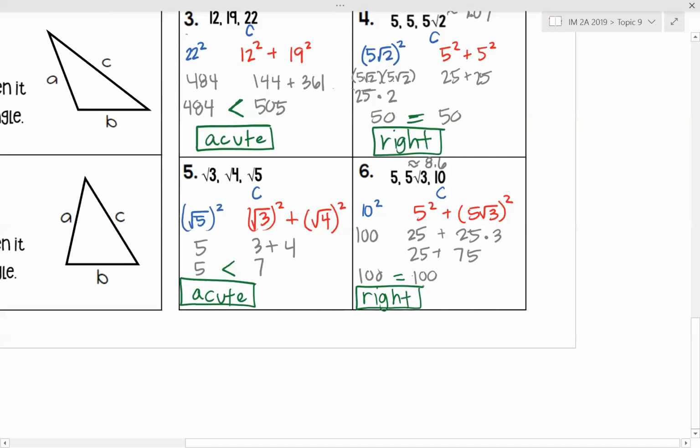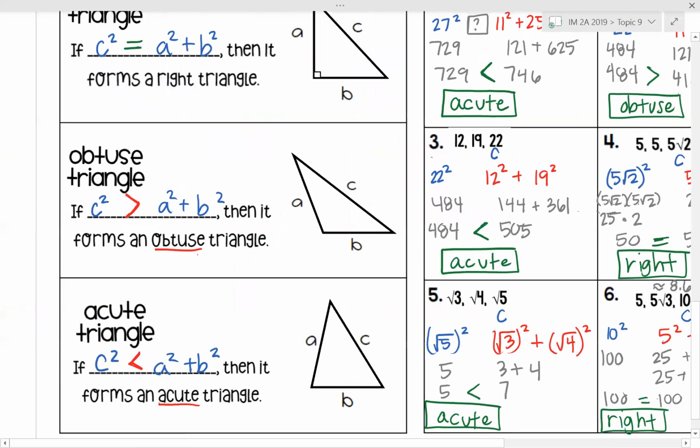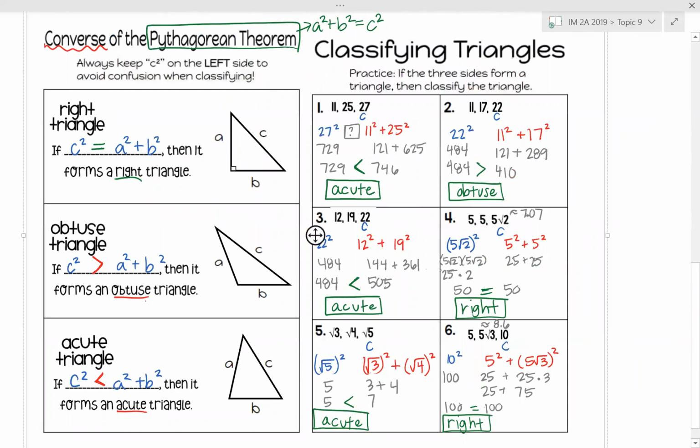So again, remember that we're really just using this to determine what our answer is. If we get an equal sign, it's right. If we get greater than, it's obtuse. If we get less than, it's acute. So you're using the converse of the Pythagorean theorem to determine what type of triangle you have.